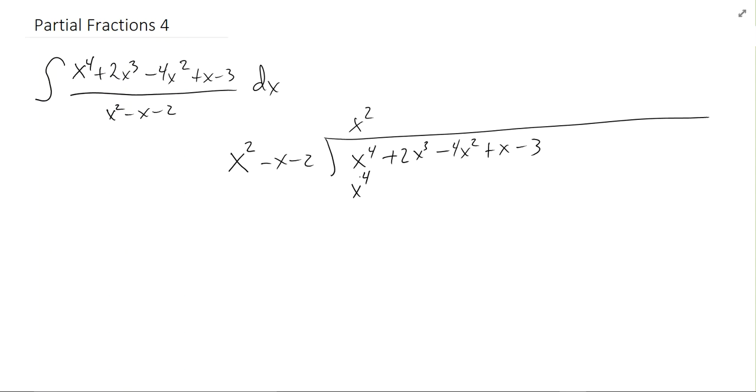So I'm going to put an x squared over that x to the fourth. Actually, no, I'm going to put the x squared over the x squared term. That's a little bit better. And then what I have to do, though, is multiply that x squared by all three of these terms over here. So x squared times x squared is x to the fourth. X squared times minus x is a minus x cubed. And I'm going to put it right underneath those x cubed. We'll keep them lined up. And I'm going to get a minus 2x squared.